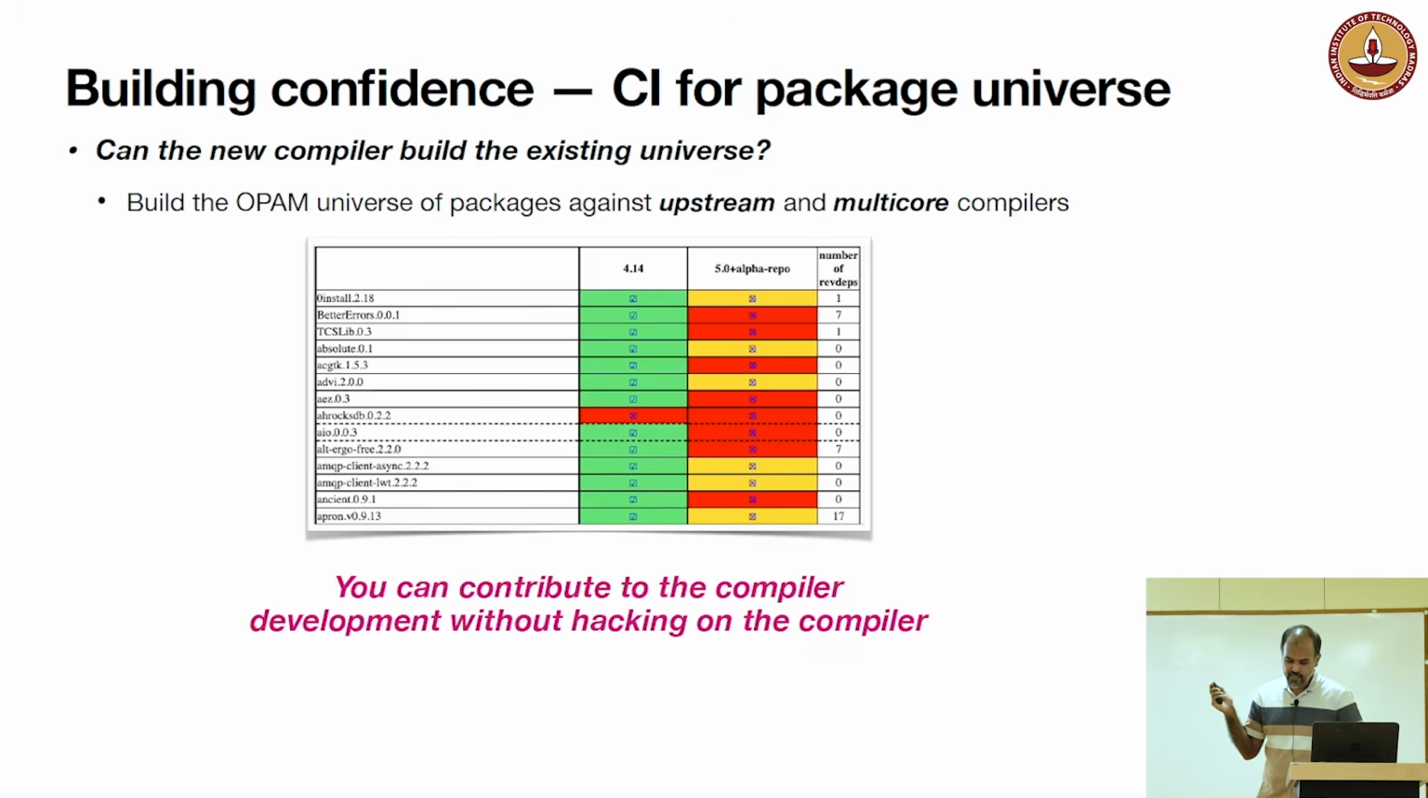The point that I wanted to make is you can contribute to compiler development without actually hacking on the compiler. So again, this is a very big distributed system, right? And if you are interested in different parts of it, you should be able to hack on these parts as well. OPAM health check runs today. It's open source. It's there. If you want to go have a look, you can go have a look.